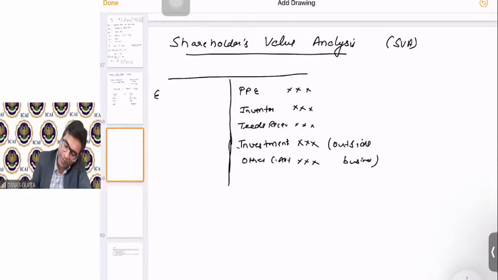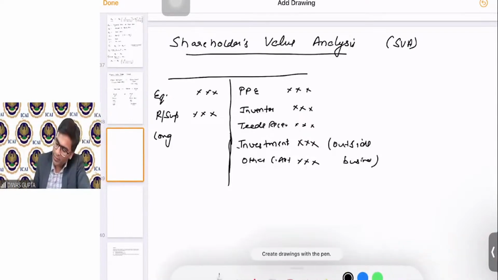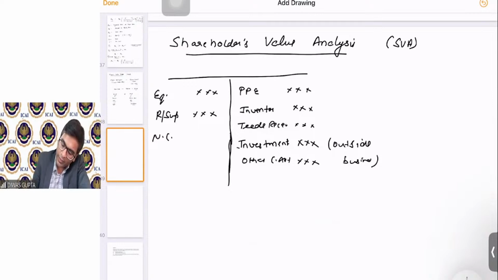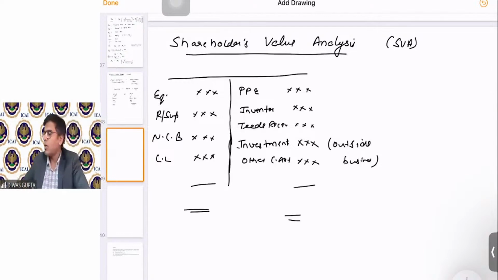Now here, if we see, equity will be there, reserves and surplus will be there, then long-term debt, or let's say the non-current borrowings, will be there. Similarly, current liabilities will be there. Okay, that is how I have put up a small balance sheet here.